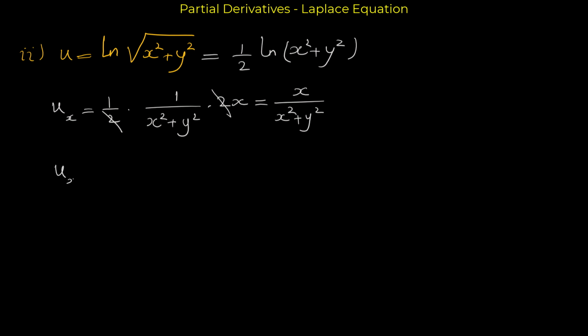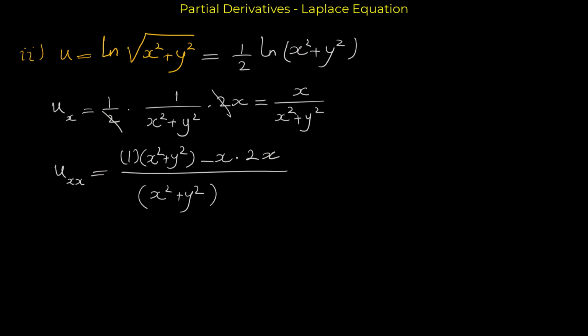Now we want to find uxx, the second order partial derivative. For finding uxx, we have to take the derivative of this expression with respect to x with the quotient rule. Based on the quotient rule, first we take the derivative of the numerator. The derivative of the numerator with respect to x is 1 times x2 plus y2, minus the numerator x multiplied by the derivative of the denominator. The derivative of the denominator is 2x, with respect to x, since the derivative of y to the 2 is 0. So the derivative of the denominator is only 2x. All over x to the 2 plus y to the 2, all to the 2.